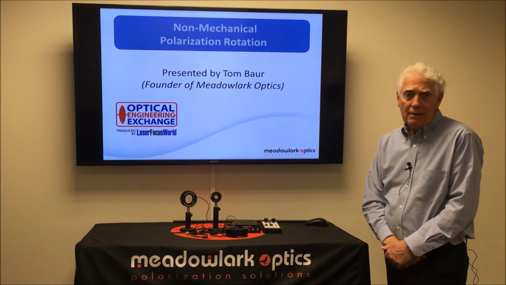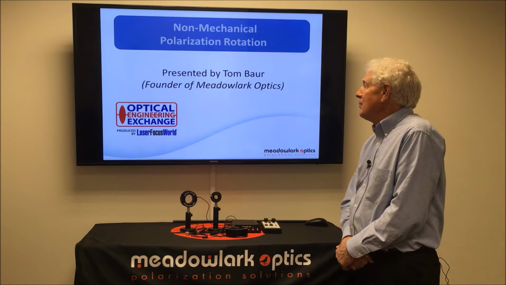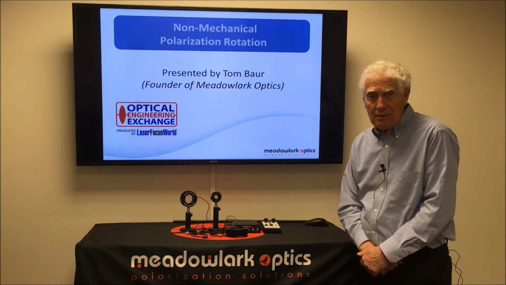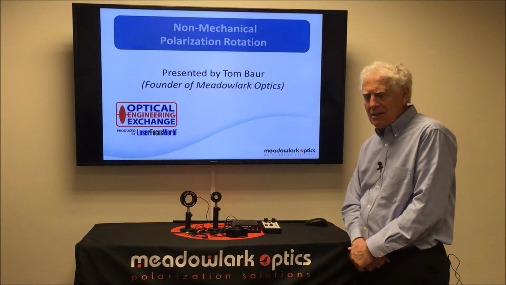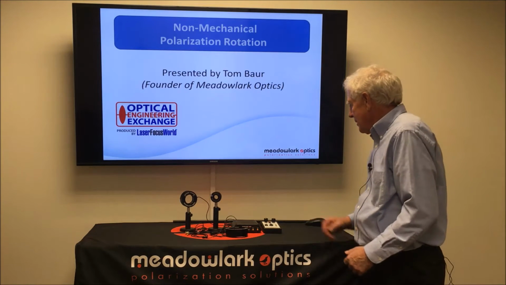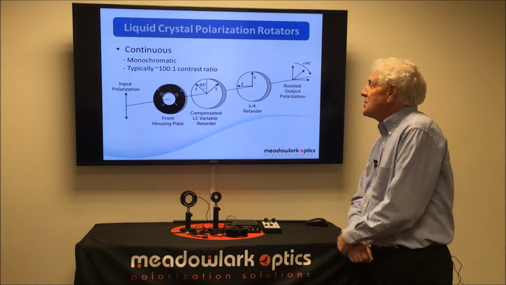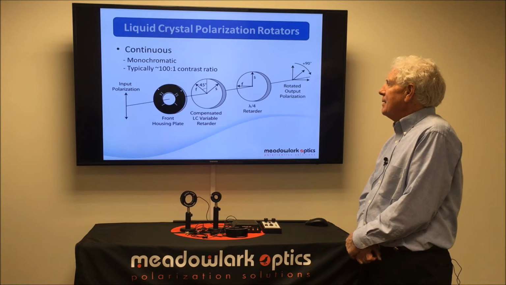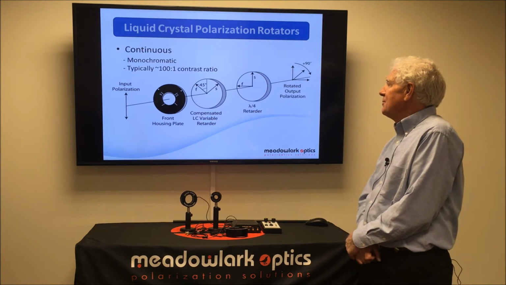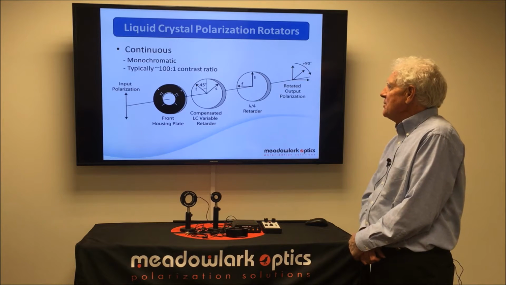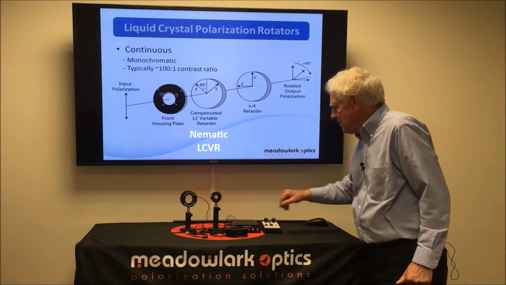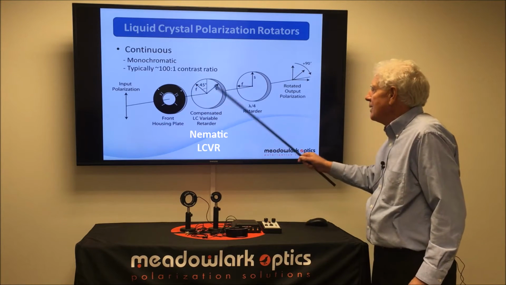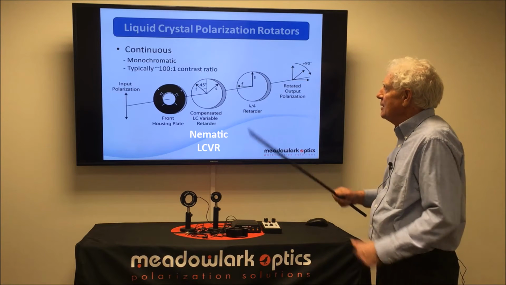Hi, we're going to talk about ways to rotate linear polarization state without the use of any mechanical rotating devices like polarizers or wave plates. So the first solution we're going to look at, and all of these solutions, by the way, will involve using liquid crystals. This one uses a nematic liquid crystal variable retarder in combination with a fixed quarter wave retarder.